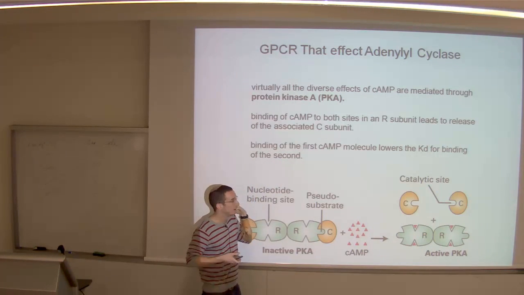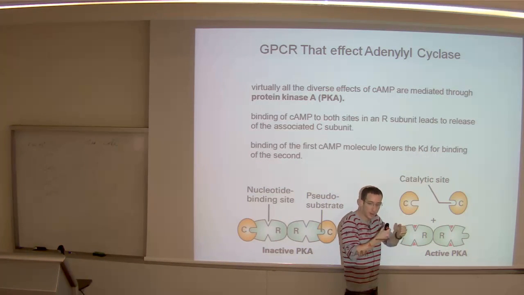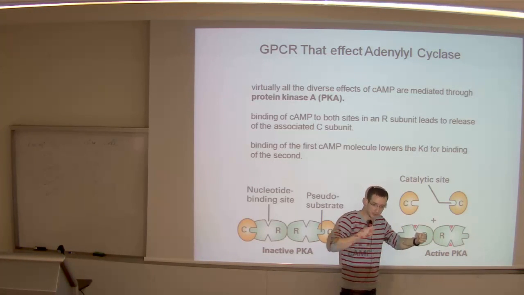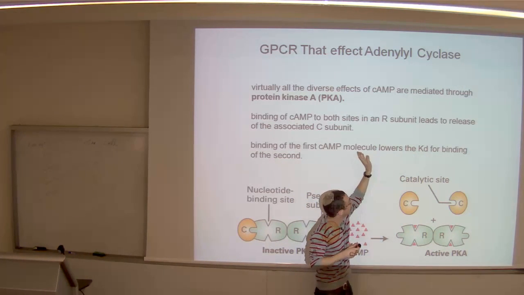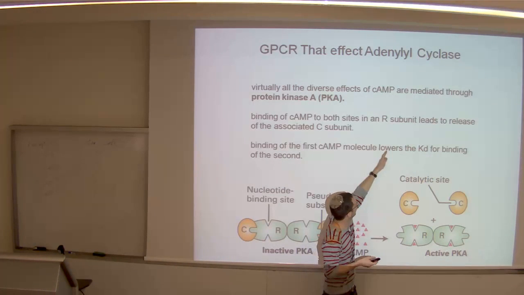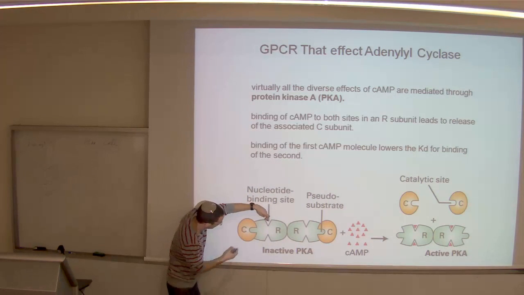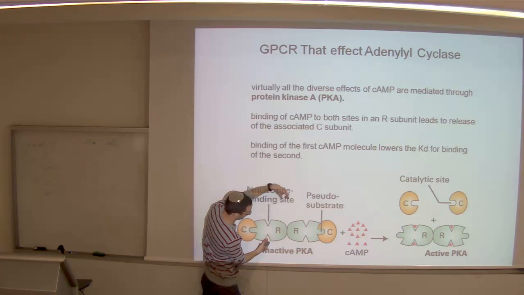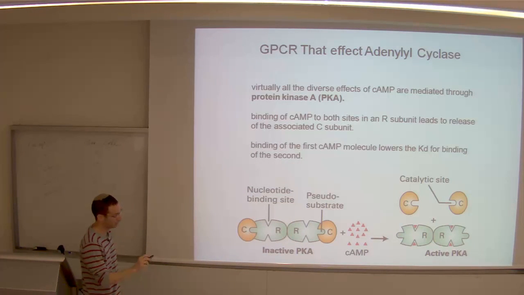So remember, the dissociation constant is how fast the two molecules will dissociate. And if we talk about lowering of the dissociation constant, it's like increasing the binding constant, if there was any. So it's increasing the binding of the second cyclic AMP. So this one increases the binding of this one, which increases the binding of the third and the fourth one, and so on. So this is a good example of a positive cooperativity. Yes?